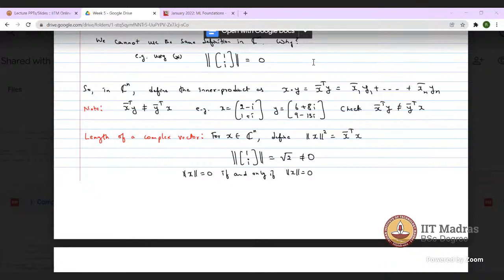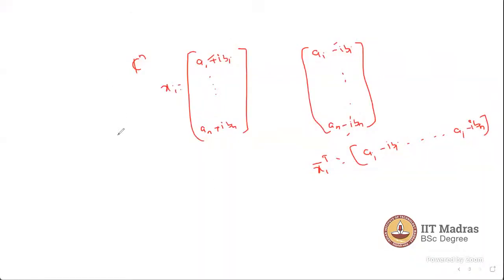Okay, so let me just do that. We have this 1i, right? This is x, or let's just say x. What will be the conjugate of it? 1 minus i. Correct. What will be the transpose of it? X bar transpose will be 1 minus i. We'll be converting this column to the row matrix kind of thing.